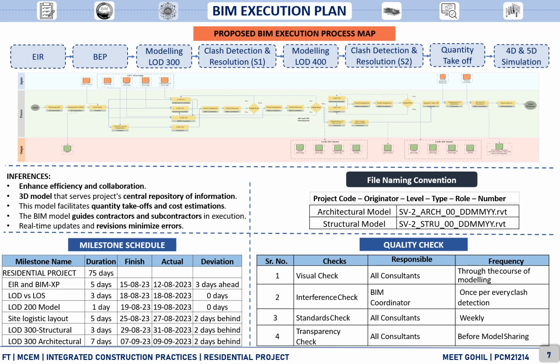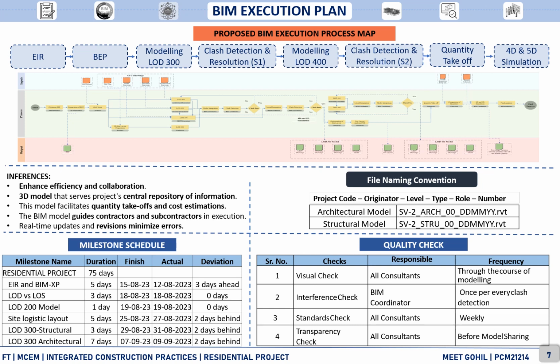After that, we have integrated these models, performed clash detection and resolved all the clashes. After resolving the clashes, we have developed the LOD 300 model to an LOD 400 model for architecture and structure. And then we have performed clash detection and resolution for the level of detail 400 model. After resolving the clashes, we have done the quantity takeoff and compared it with the manual quantities. And at the end, we have done 4D and 5D simulation.